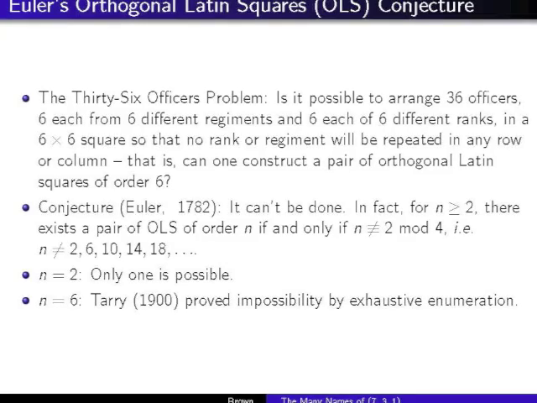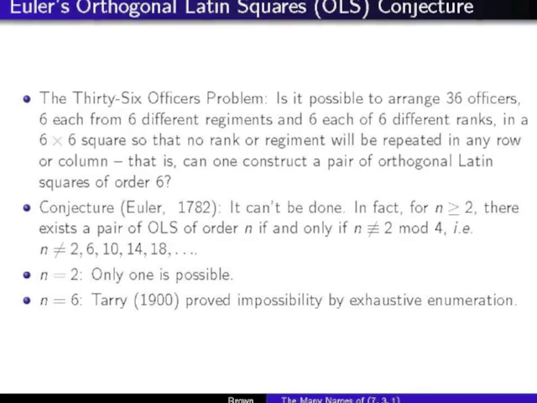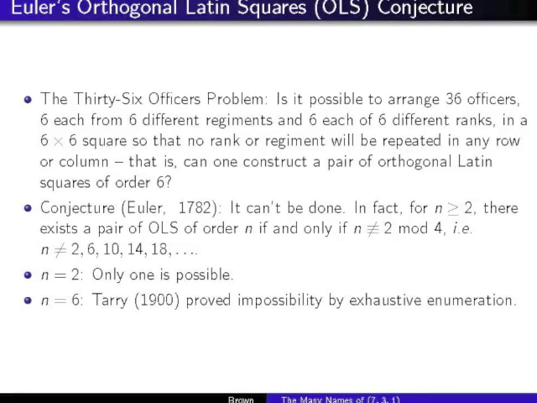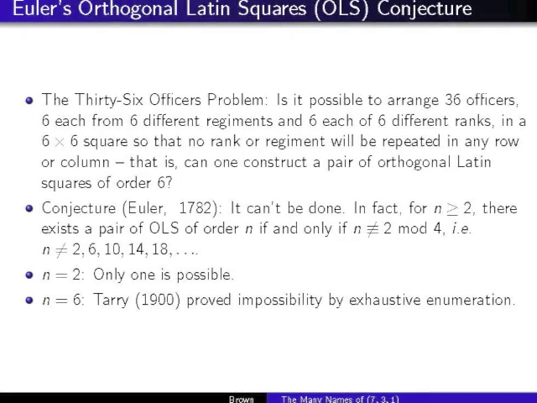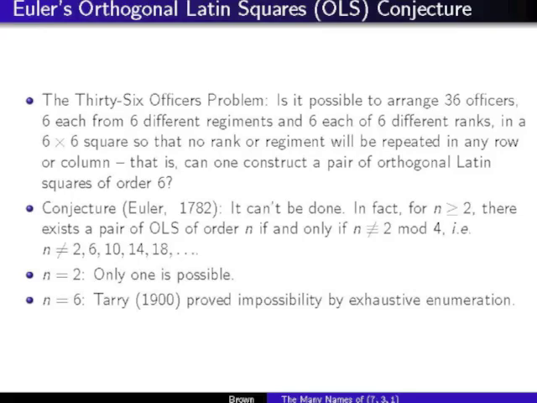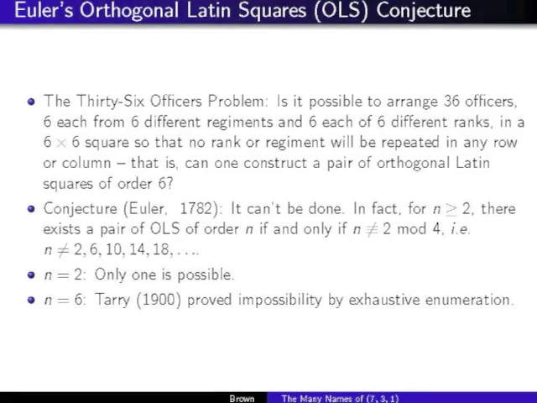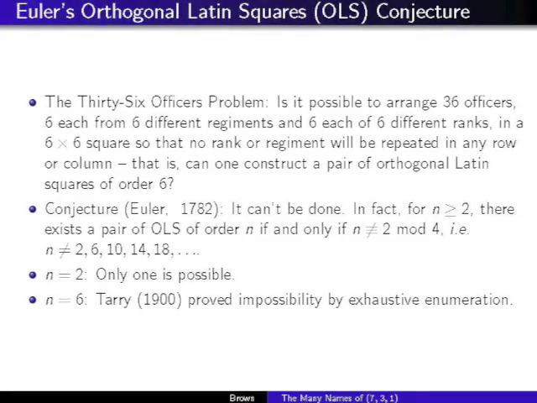And in 1900, a guy named Tarry proved Euler was right for 6 by, are you ready for this, exhaustive enumeration. And he didn't even have computers. As a matter of fact, he didn't have computers, so he was forced to be clever. He cut it down to only about 6,000 cases. Yeah. Right. I think he was not easily bored.